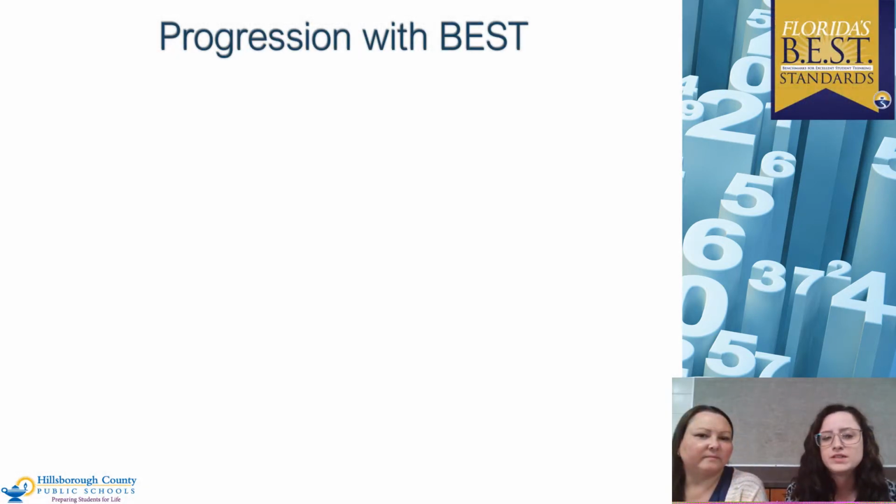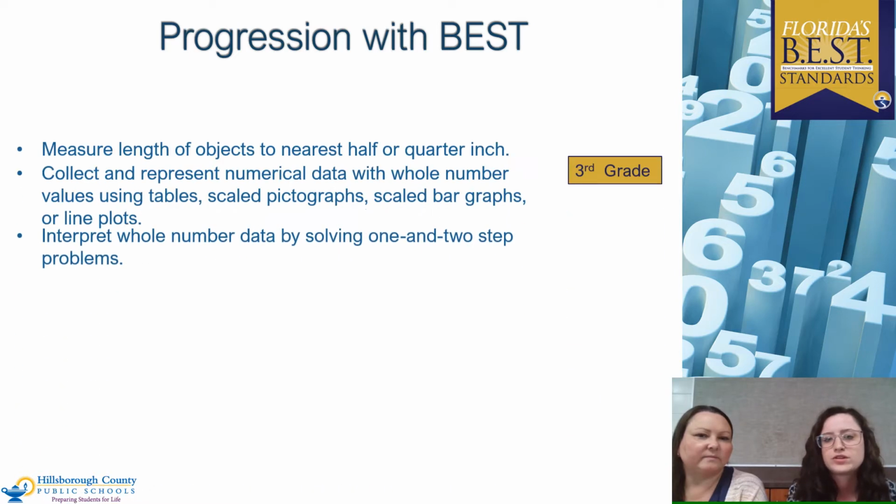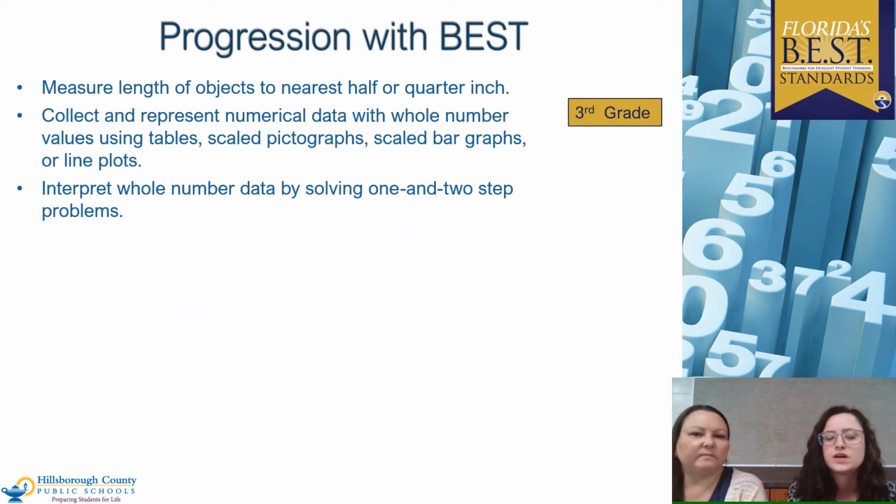So when we're considering the progression with BEST and data, when students started in 3rd grade, they were measuring the length of objects to the nearest half or quarter inch. They were then using data to collect and represent numerical data with whole number values using tables, scaled pictographs, scaled bar graphs, or line plots. Students were then asked to interpret the whole number data by solving 1 to 2 step problems.